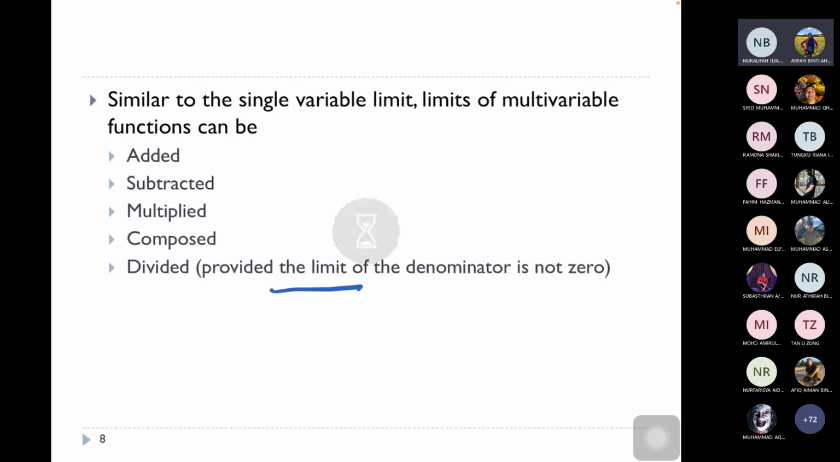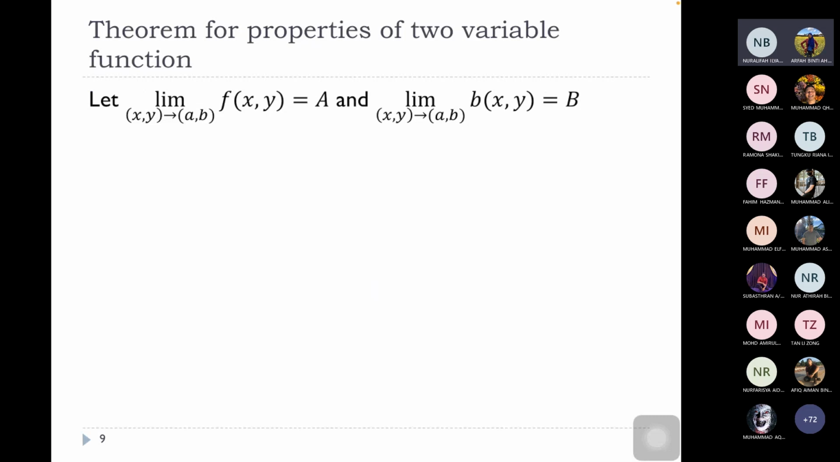Okay. So, similar to single variable, limits of multi-variable functions can be added, subtracted, multiplied, composed, or divided, provided the limit of the denominator is not 0. So from here, let's say we have a theorem for properties of two-variable functions. Let the limit as (x,y) approaches (a,b) of f(x,y) equal A, and the limit as (x,y) approaches (a,b) of g(x,y) equal B.